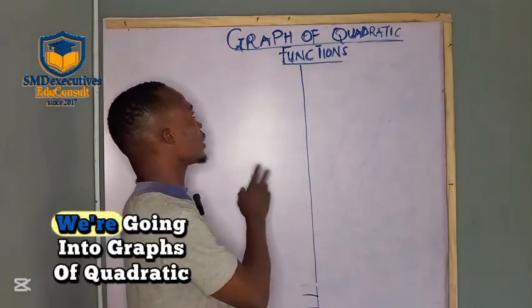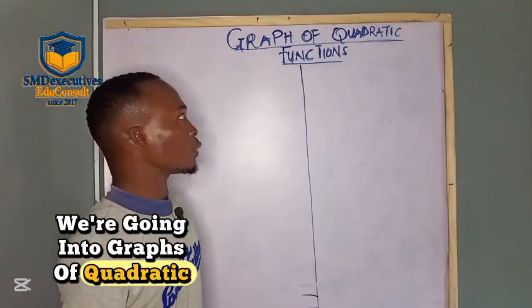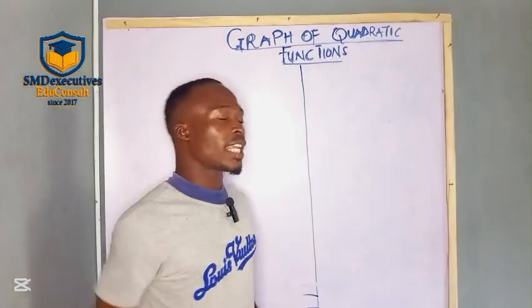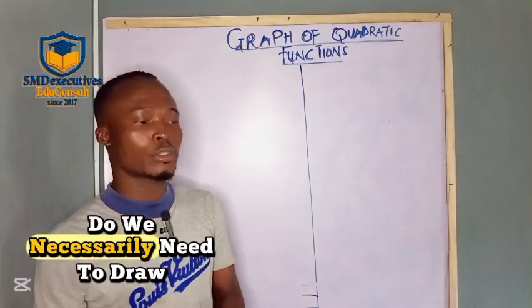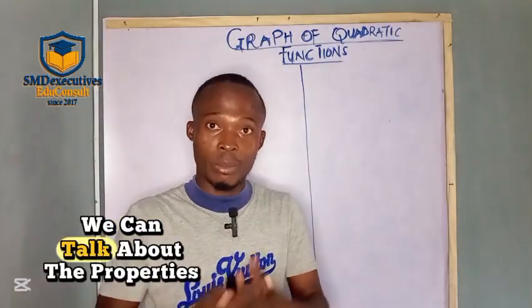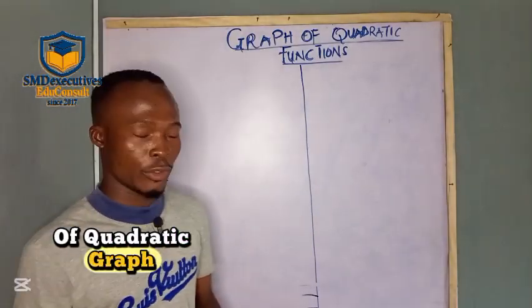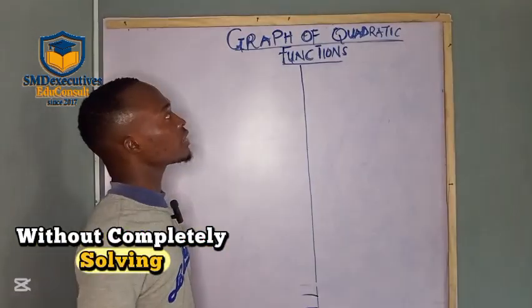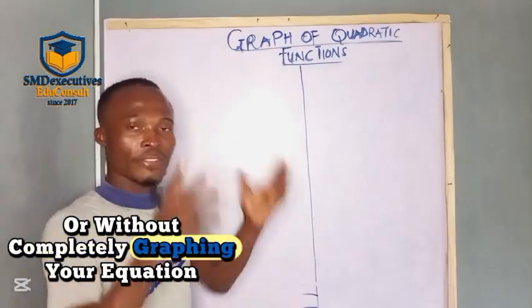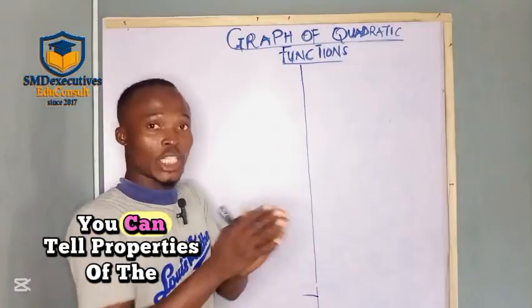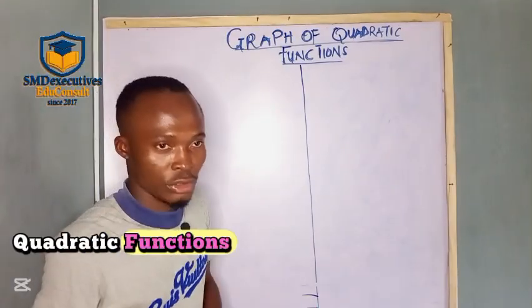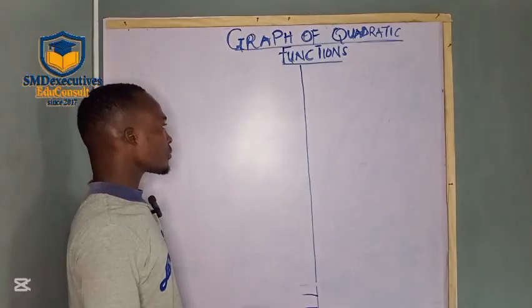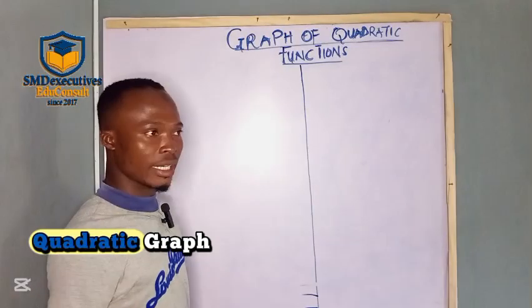Today, what we bring to you is still on quadratic functions. But this time around, we're going into graphs of quadratic equations, or we can say the graphs of quadratic functions. In this case, do we necessarily need to draw the graph before we can talk about the properties of a quadratic graph? No, this is the way it goes. Without completely solving or graphing your equation, you can tell the properties of quadratic functions even without graphing it at all. Now, first, let's talk about the properties. What are the properties of a quadratic graph?